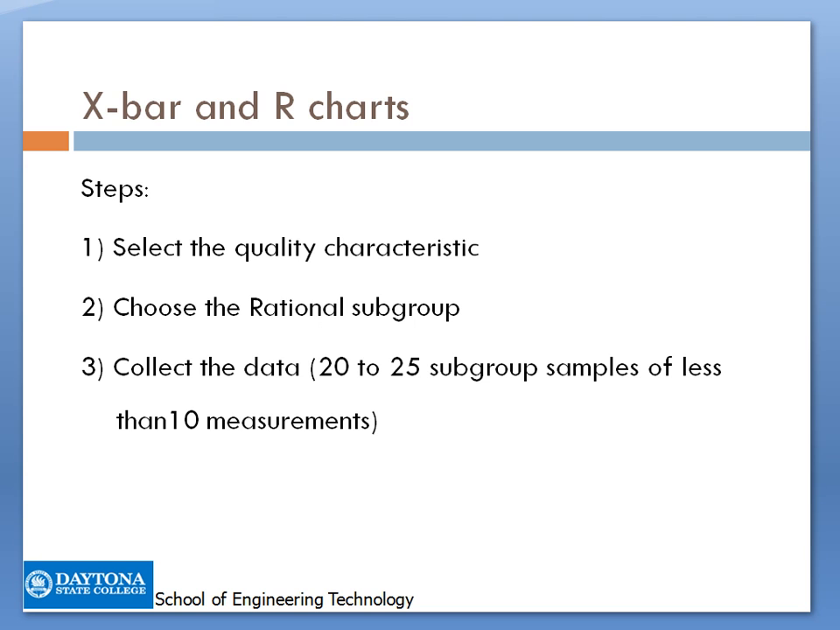Once you have chosen the rational subgroup, you now have to collect the data, and it is recommended to use 20 to 25 subgroup samples. And because we're using an R chart, this subgroup sample should be composed of less than 10 measurements.